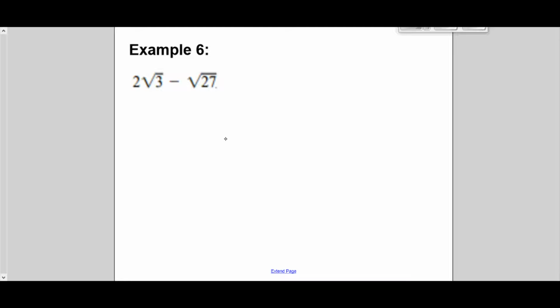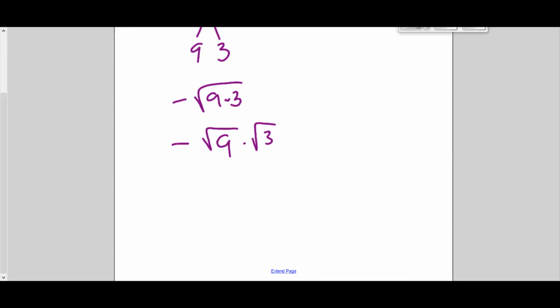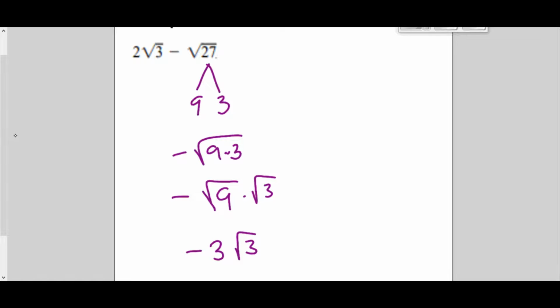So 2 square root of 3 minus square root of 27. Now, notice square root of 3, that's fully simplified. So I'm going to try to split up 27 using 3. So that would be 3 times 9 is 27. So this would be negative square root of 9 times 3. My product property says I could split that up as negative square root of 9 times square root of 3. So we know the square root of 9 is 3, so this would be negative 3 square root of 3. And then I'm going to bring down the 2 square root of 3 in front.